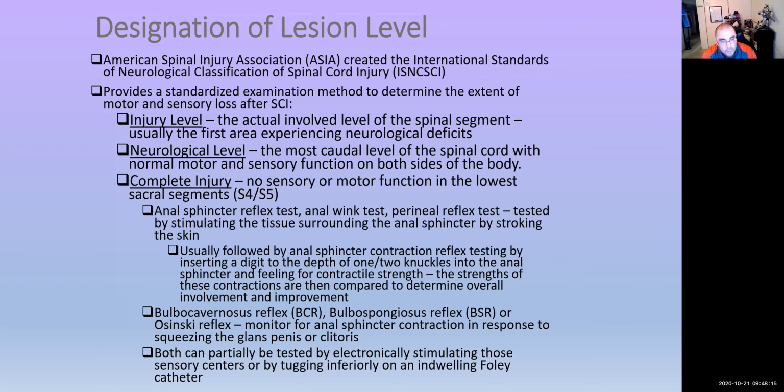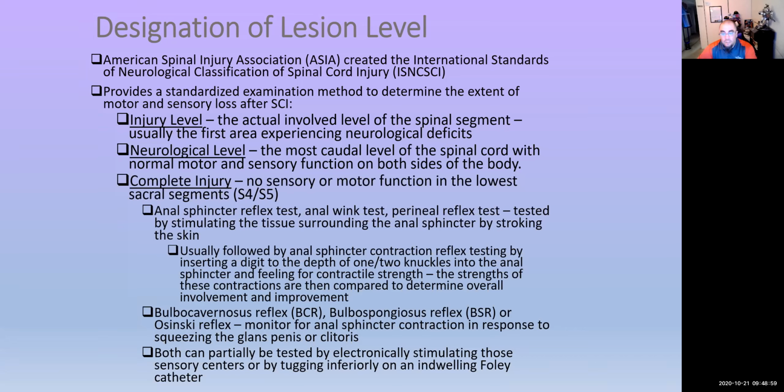The next one is called the Bulbo Cavernosus reflex, or the BCR, or the Bulbospongiosis reflex, BSR, or the Osinski reflex. Most of the time we refer to it as the BCR. This is used to monitor for anal sphincter contraction in response to squeezing the glans penis or the clitoris. So you squeeze either the clitoris or the glans penis and see if there is a reaction in the anal sphincter. Again, this seems really embarrassing. But again, these are spinal cord injury patients, and if they get a reaction out of that, they're actually happy. And there's no laughter allowed there.